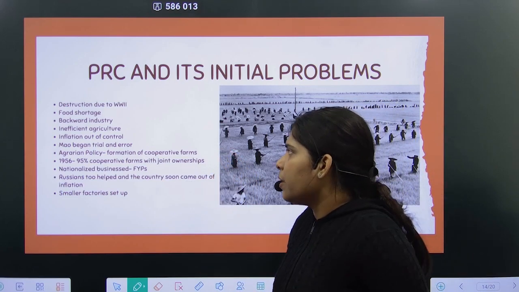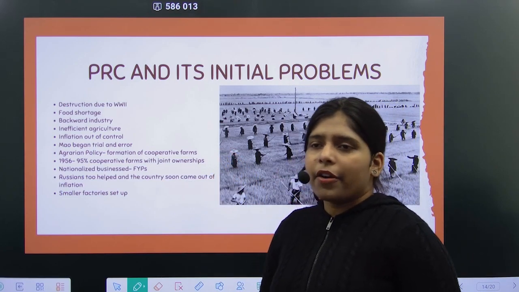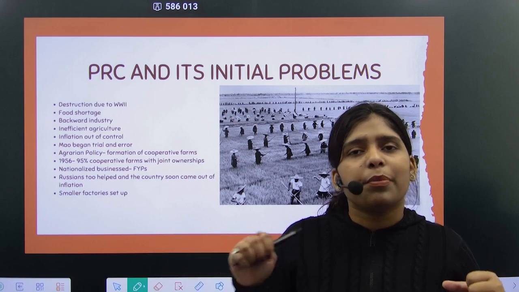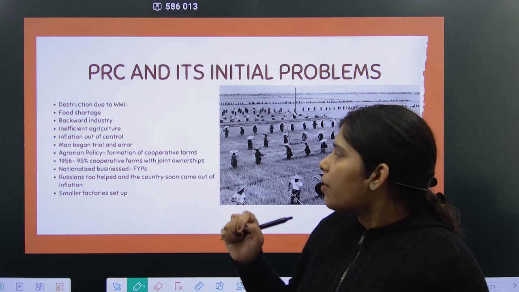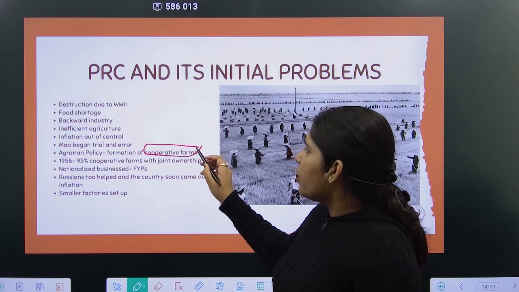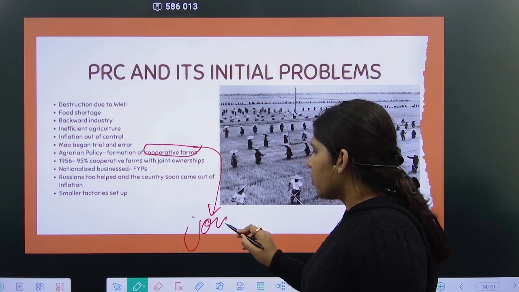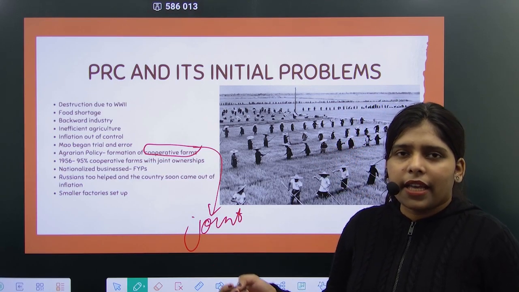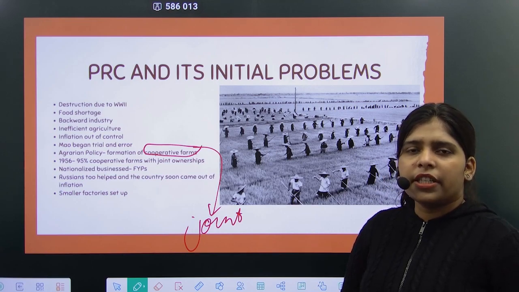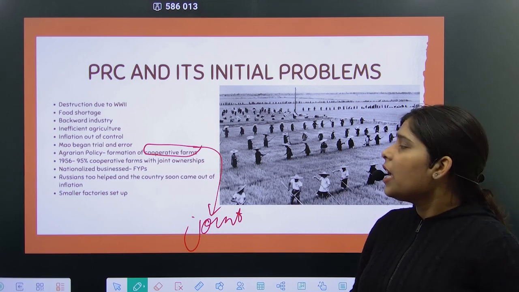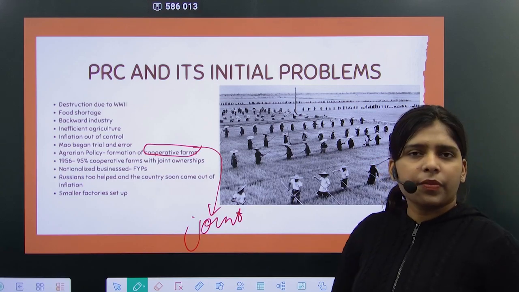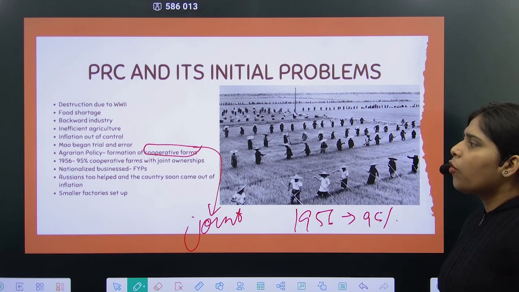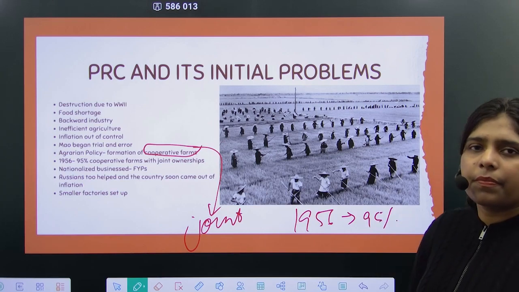He first came up with his agrarian policy, which is also a part of the Great Leap Forward, where he said that all the land owned by elite classes would be redistributed among farmers. And farmers will form cooperative farms where they will work together, so that agriculture could improve. So land was taken from the elites and redistributed to farmers. You'll see in the year 1956, 95% of cooperative farms were formed with joint ownerships.